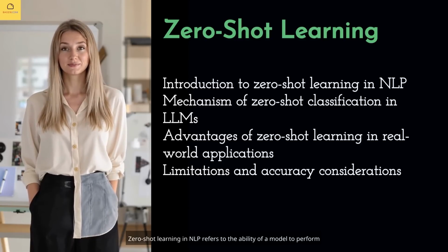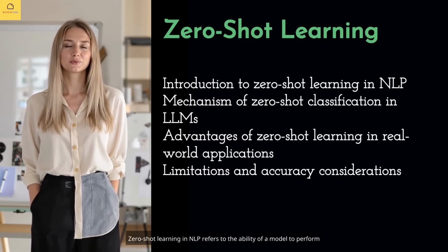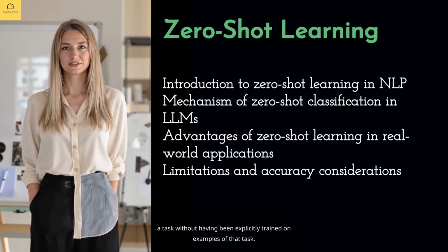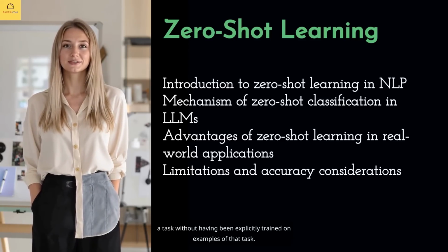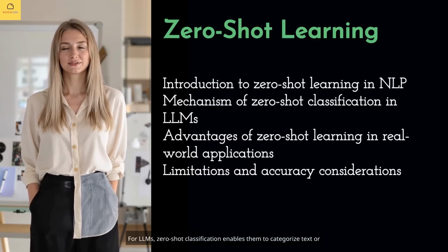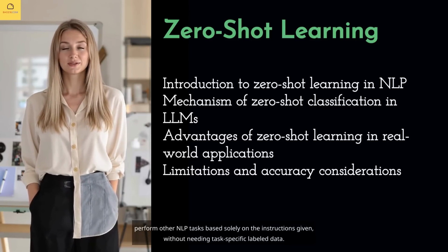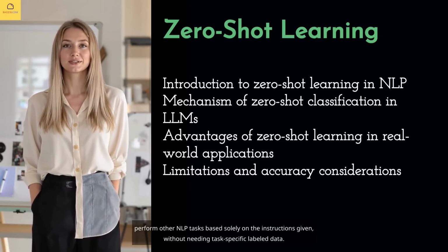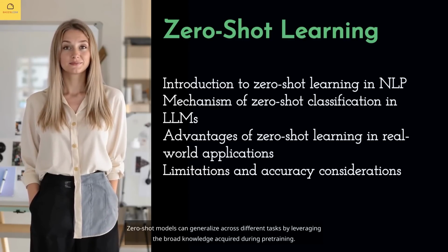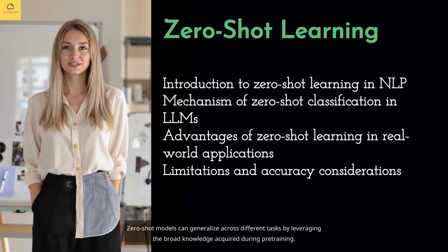Zero-shot learning in NLP refers to the ability of a model to perform a task without having been explicitly trained on examples of that task. For LLMs, zero-shot classification enables them to categorize text or perform other NLP tasks based solely on the instructions given, without needing task-specific labeled data. Zero-shot models can generalize across different tasks by leveraging the broad knowledge acquired during pre-training.